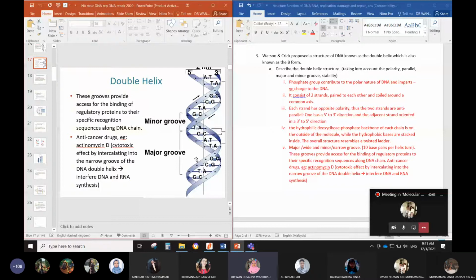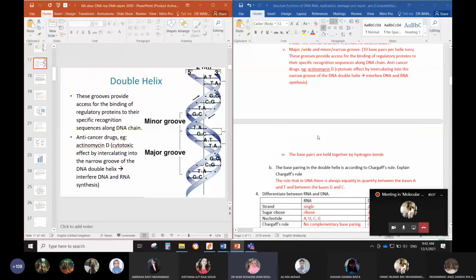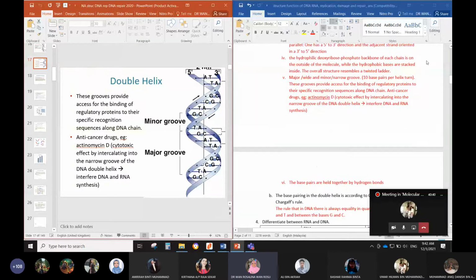So one thing that is interesting about biological molecules is that it is not just dependent on the chemical structure or the chemical entity of the materials, but also the structure. Because of the minor groove and major groove, sometimes we use this to impart some therapeutic action, because we know of the structure itself. All right, and then the hydrogen bonds.